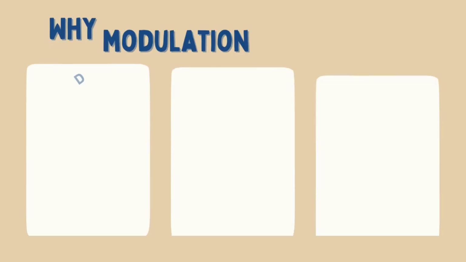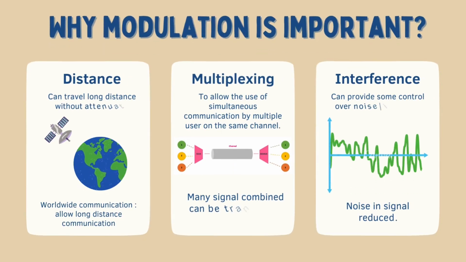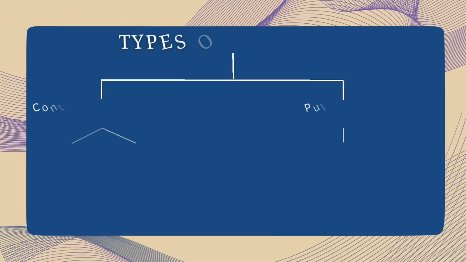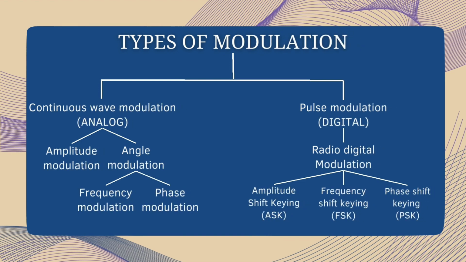at receiver. Modulation is important in terms of distance, multiplexing and interference or noise, as modulation allows long-distance communication. Many signals combined can be transmitted at one time, and noise in signal is reduced. Let's discuss the 3 types of analog modulation and 3 types of digital modulation in this video. The 3 types of analog modulation are amplitude modulation, frequency modulation and phase modulation, while the 3 types of digital modulation are amplitude shift keying, frequency shift keying and phase shift keying.